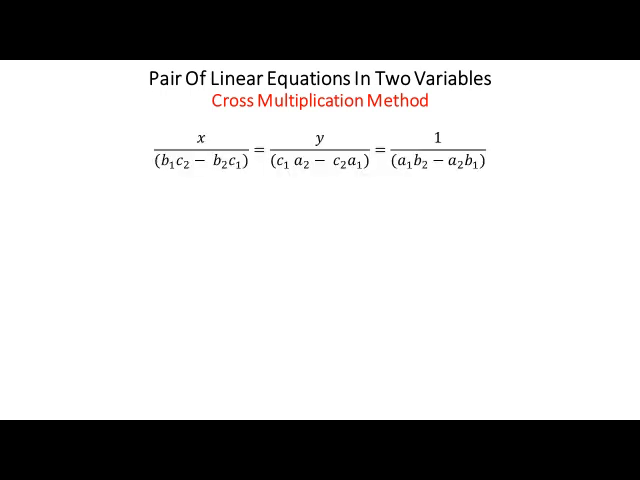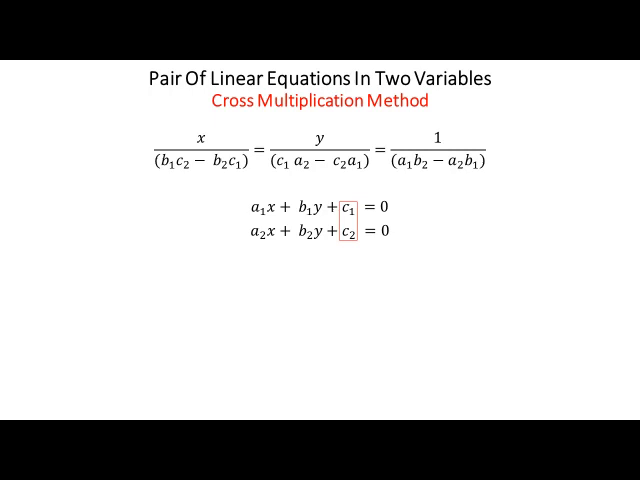Now talking about the denominator of the fraction with x as a numerator, here we have the coefficient of y and constants. That is, when x is taken, then the coefficients of y and the constants are there. When y is taken, then the coefficients of x and constants are there. It means the coefficient of y is not there. And when 1 is the numerator, then the coefficients of x and y are there.